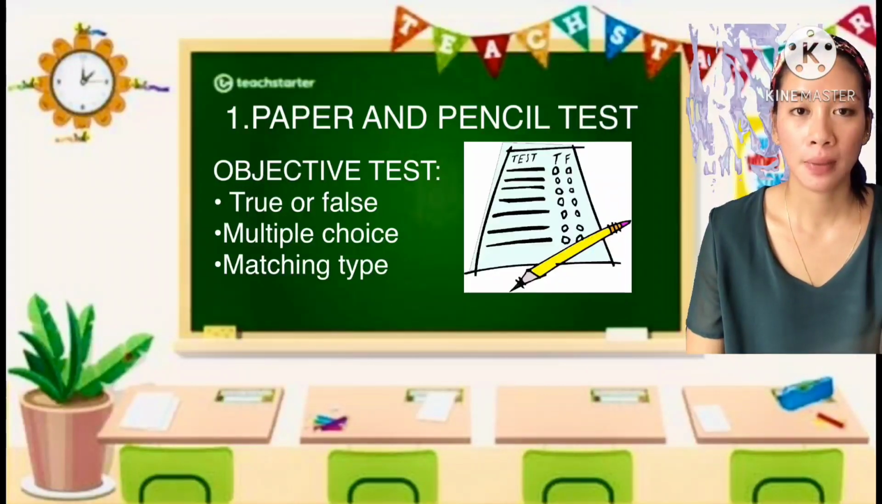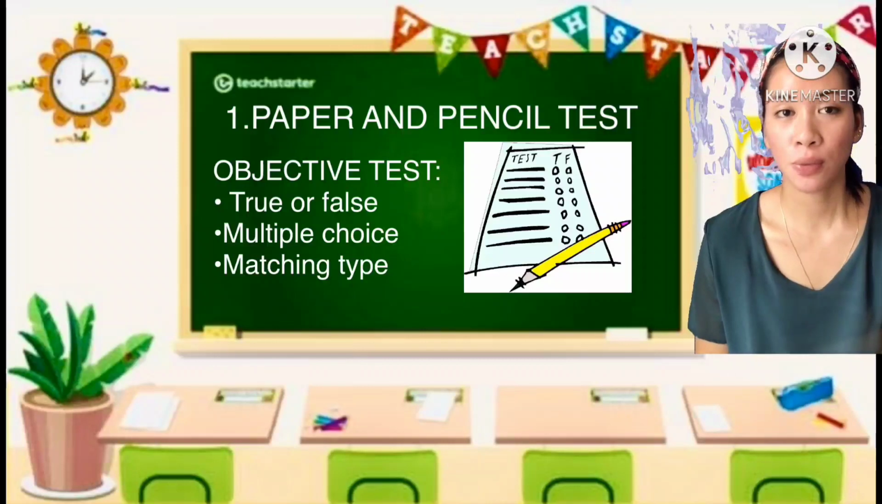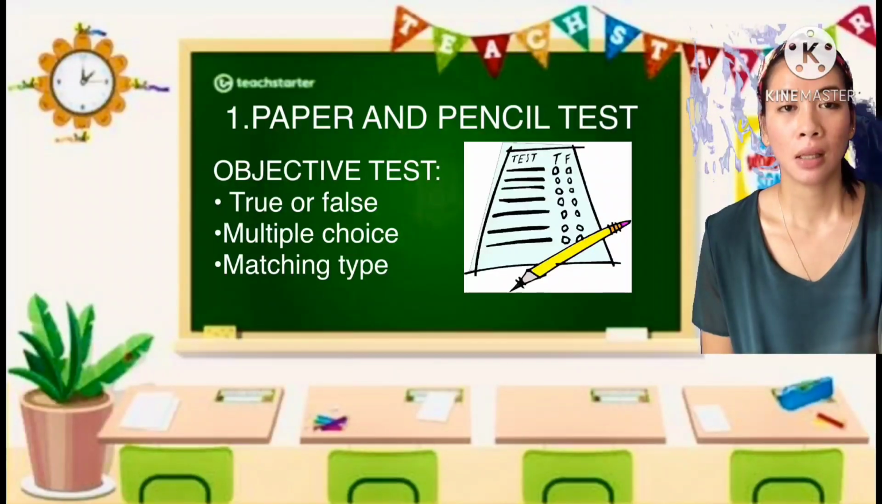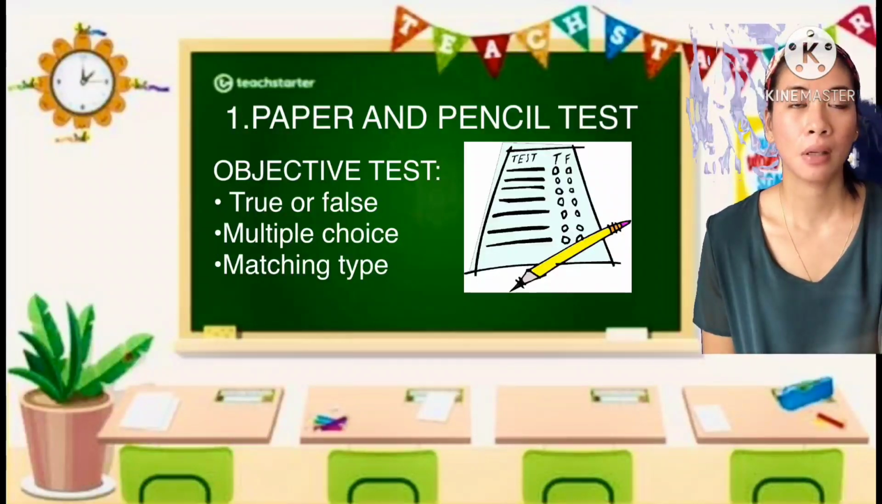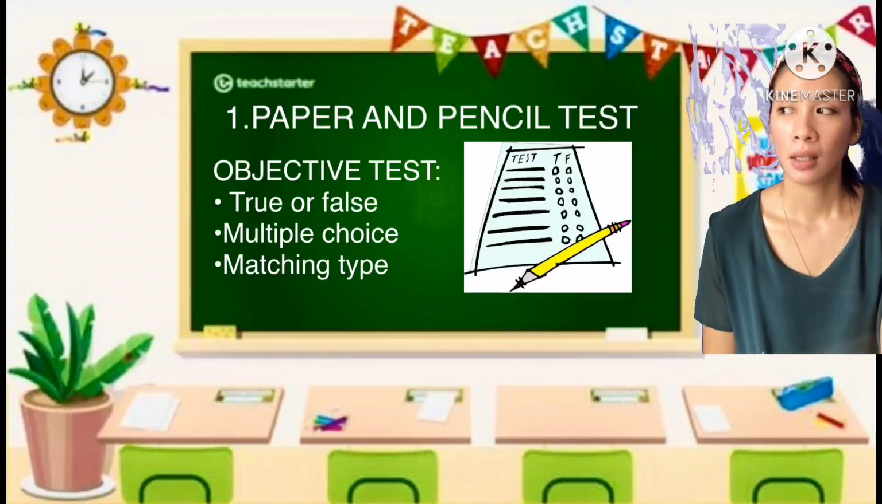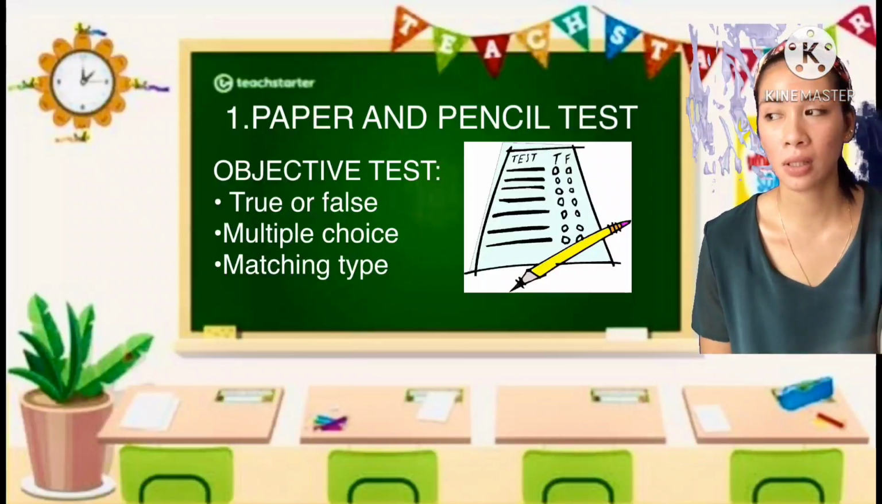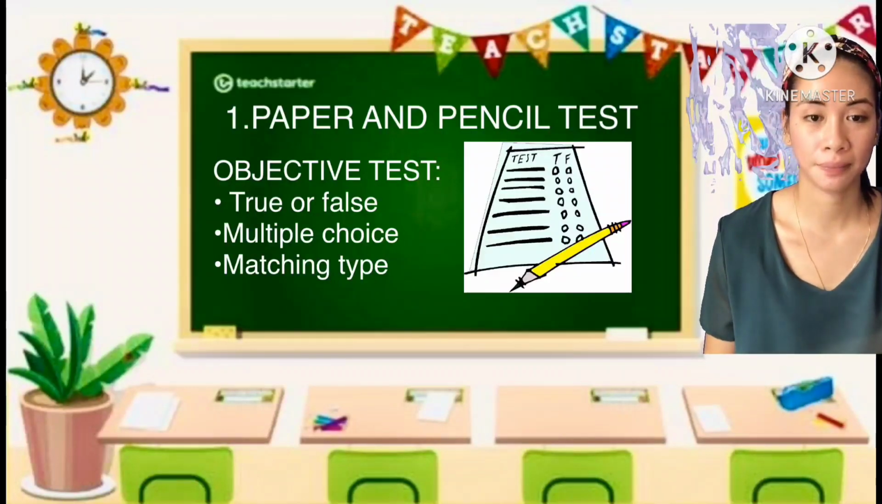Examples are objective tests. So first, let us know what is an objective test. An objective test is a test which has right or wrong answers. Examples of objective tests are true or false, multiple choice, matching type, and short answers. Short answers are the fill in the blanks.